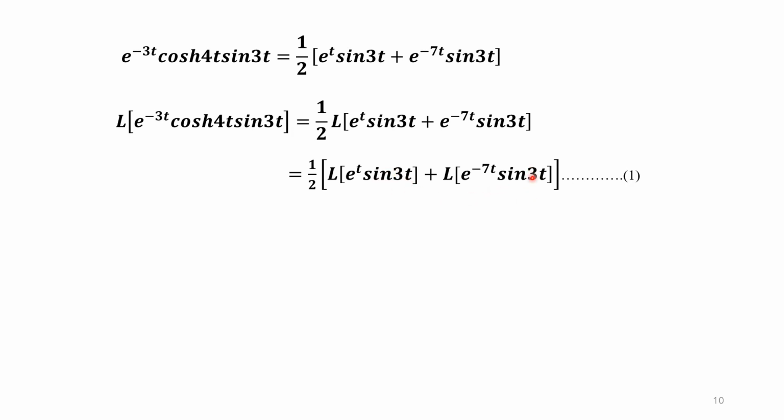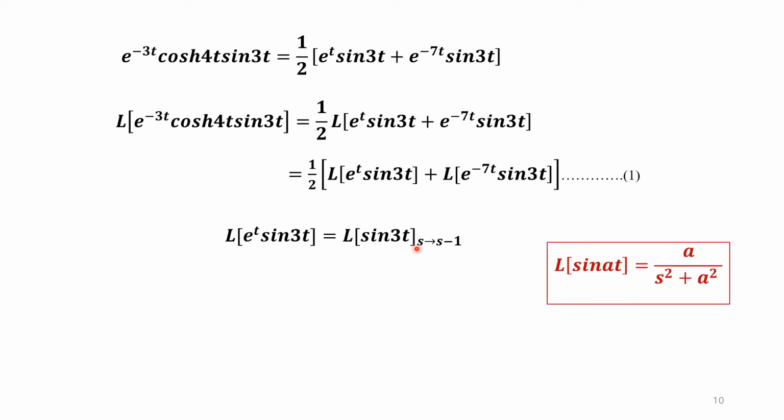So in both the terms, since the function is the same, sin 3t, we can calculate L of sin 3t. So what is L of sin 3t? We know L of sin at is a upon s square plus a square. So sin 3t will become 3 upon s square plus 3 square. For the first function, we have to replace s by s minus 1. And for the second function, s has to be replaced by s plus 7.